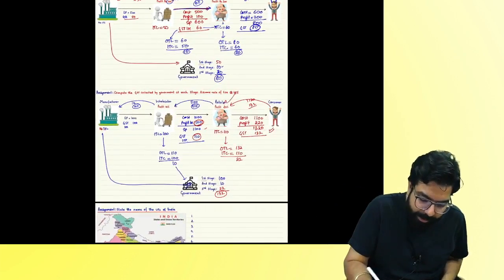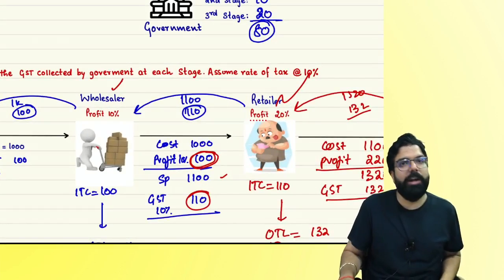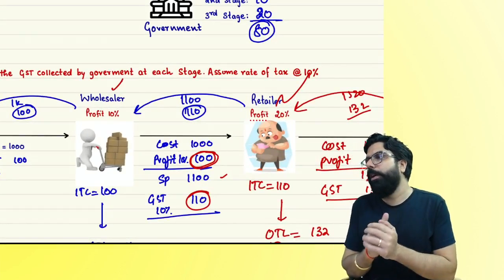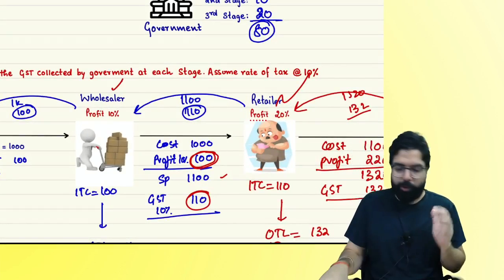Tell me one thing. Is the retailer happy? Is the wholesaler happy? Yes. Clear, everyone? Can we go ahead? Chalo. Next.